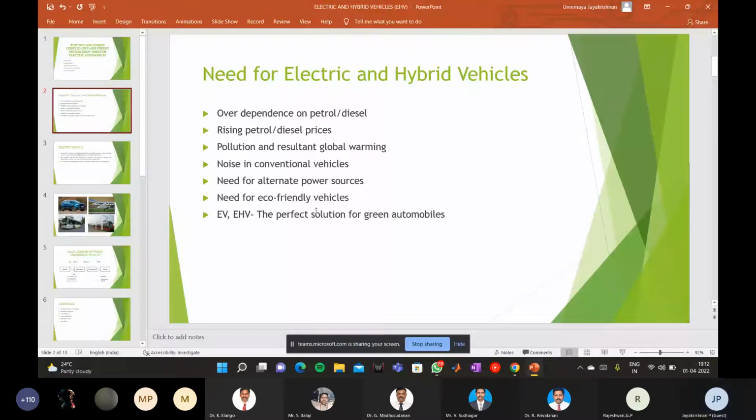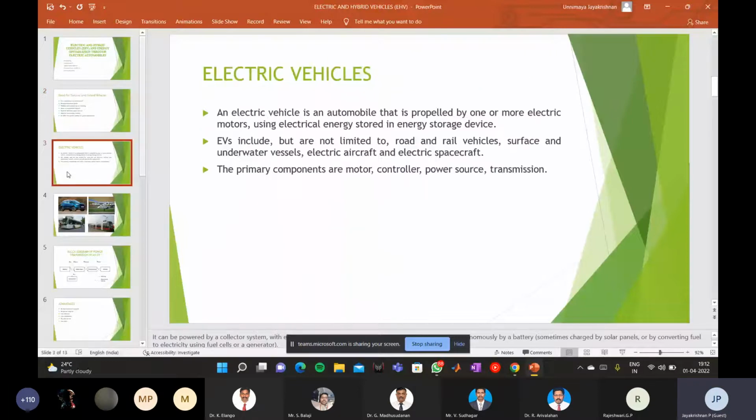Okay, next is what is an electric vehicle? Everybody will know an electric vehicle is an automobile that is propelled by one or more electric motors using electrical energy stored in an electrical storage device. There is a battery in the EVs, and the energy stored in it runs the electric motors, which in turn run the vehicle. EVs include but are not limited to road and rail vehicles, surface and underwater vessels, electric aircraft, and electric spacecraft. Everything now is in electric mode.